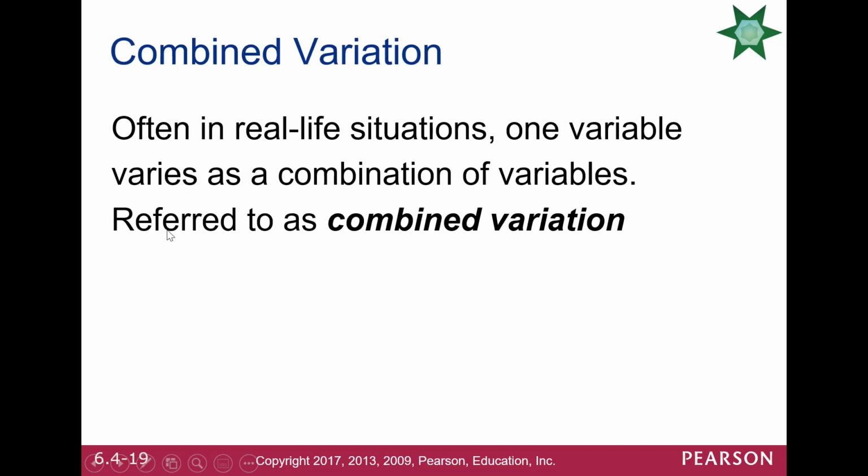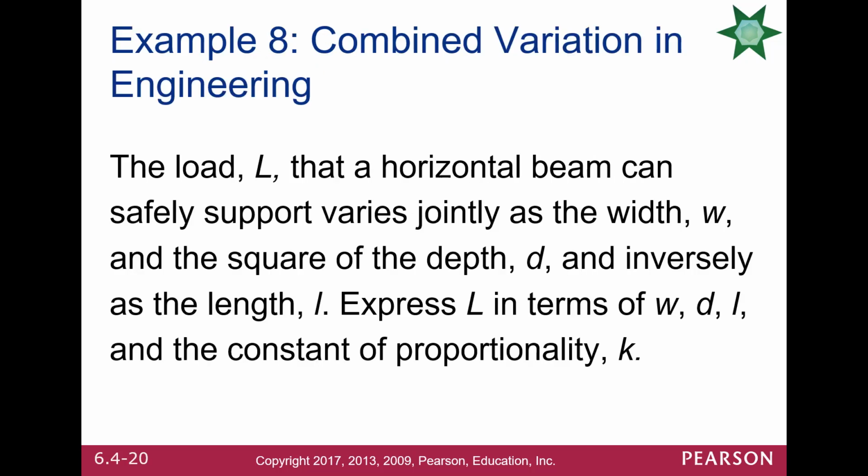The final one is called a combined variation. This is a very common thing in real life. So you've got one variable kind of varying as some combination of variables. So for example, in engineering, the load that a beam can support depends on the width of the beam, the square of the depth of the beam, the length of the beam, and of course that proportionality constant.